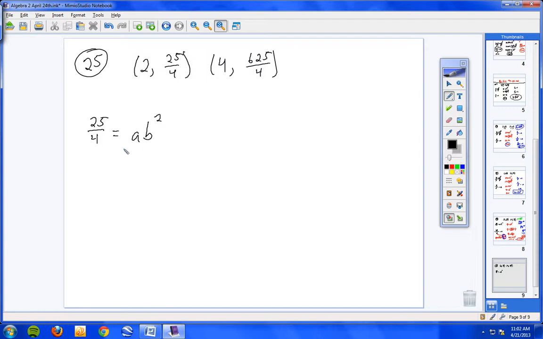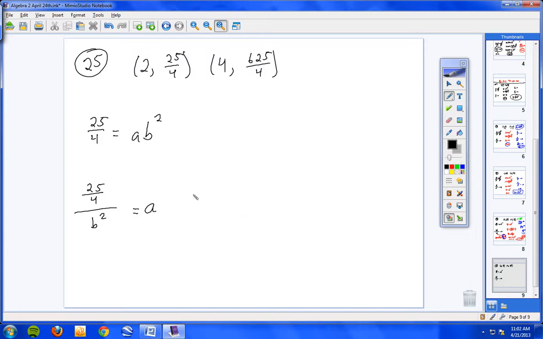And then step 1 says solve for a. So we're going to divide both sides by b squared. So 25/4 all over b squared equals a. Now we're not going to make the same mistake we made on the last problem. We're going to simplify this real quick.